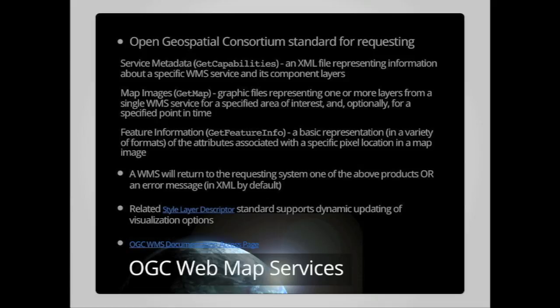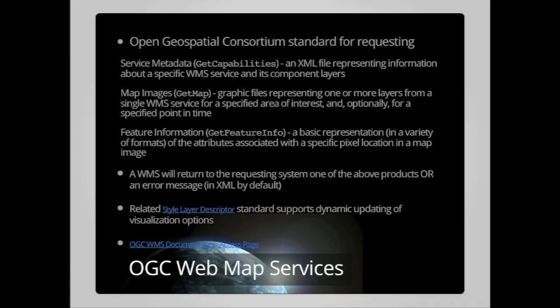So you could think of a GetFeatureInfo request as being a request that uses the coordinate system of a map image that is generated by a GetMap request to define what location you would like information about layers from.